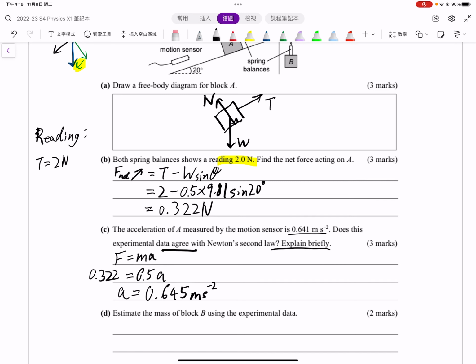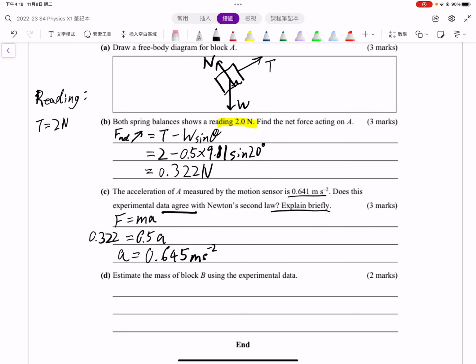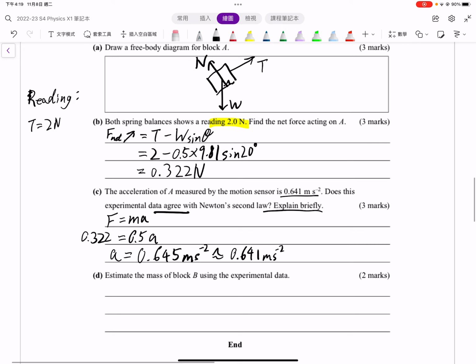Now you can see that some of you say that this does not agree, but it is still close to the experimental value. It is a little bit larger than the experimental value, because sometimes there are some measurement errors or even friction that exists in the real world. So this still agrees with Newton's second law.